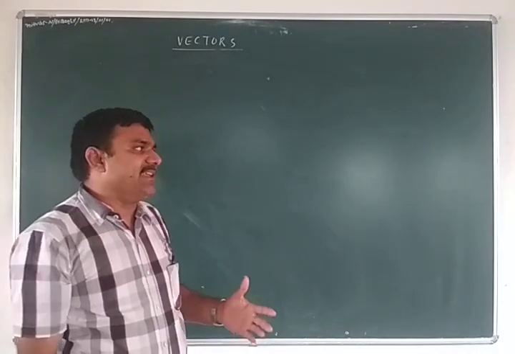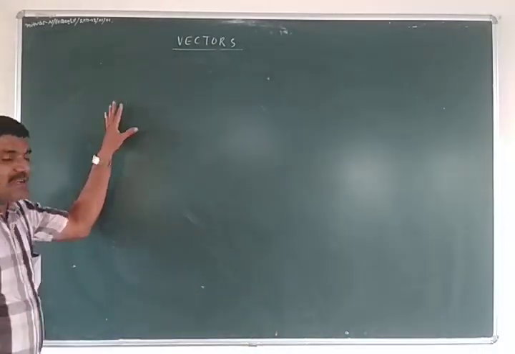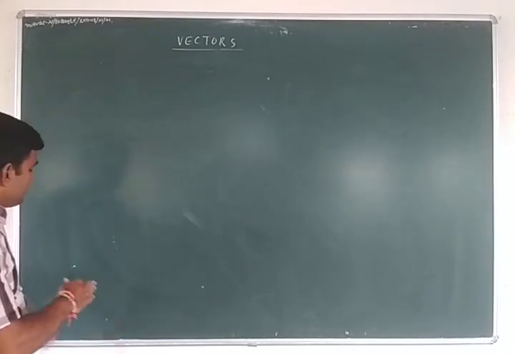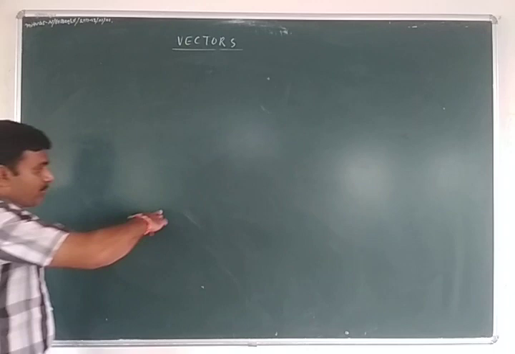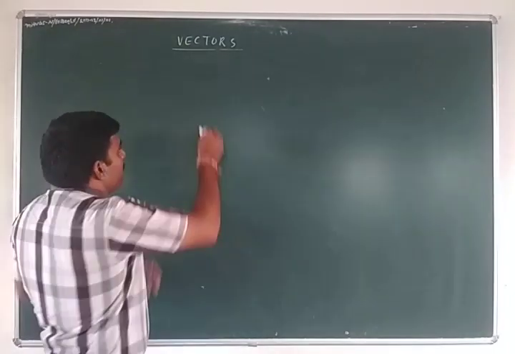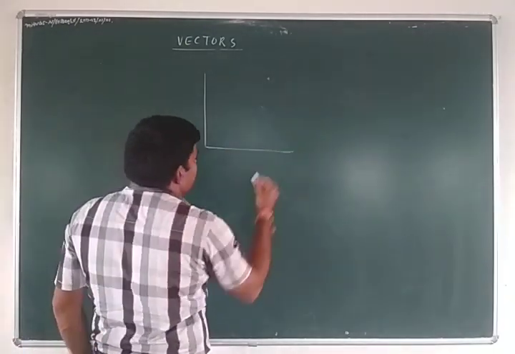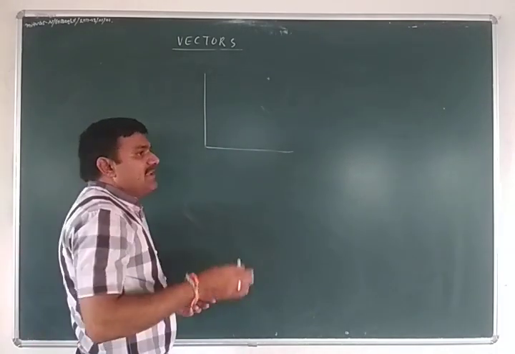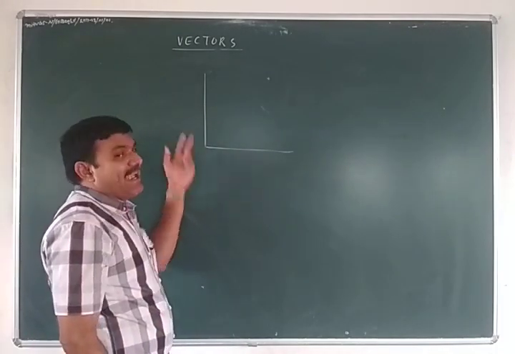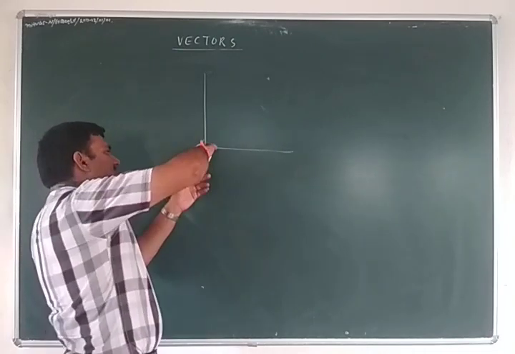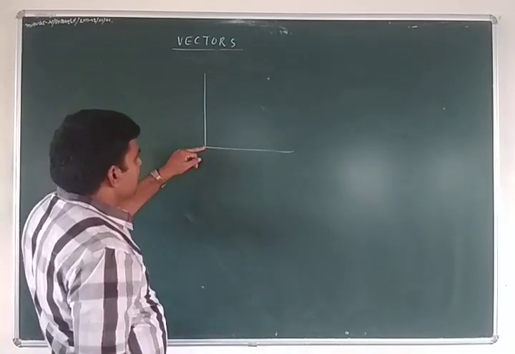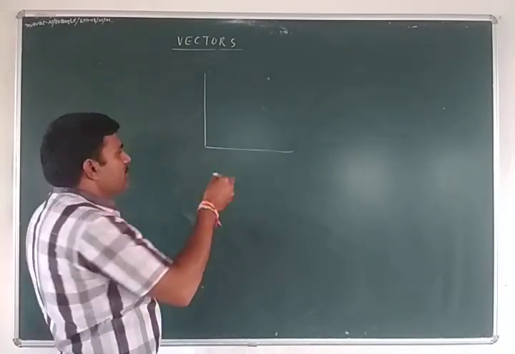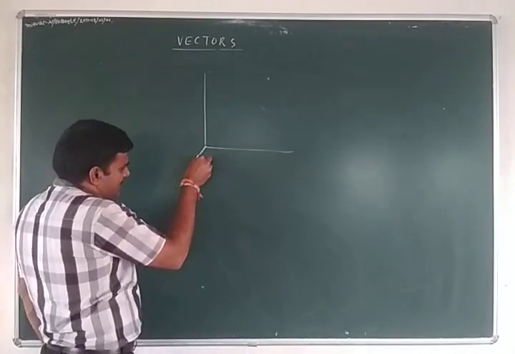Suppose this is the 2D plane. The third axis is perpendicular to these two axes. Perpendicular to these two axes means, suppose this is the x-axis, this is the y-axis. One more axis, perpendicular to these two axes, I am showing like this. It is not possible to draw it straight here, so I am drawing it like this.